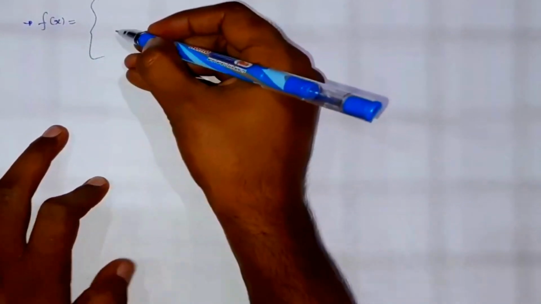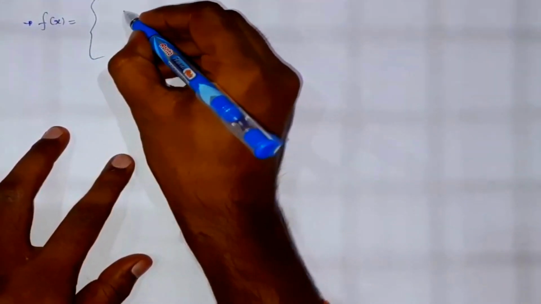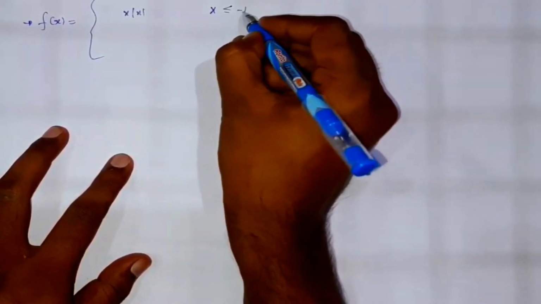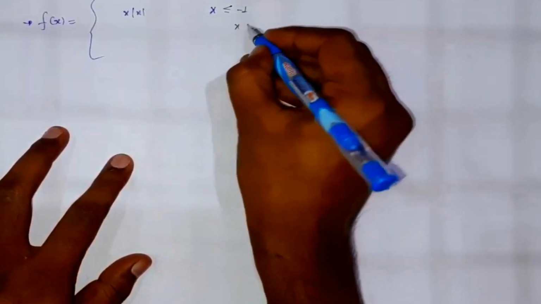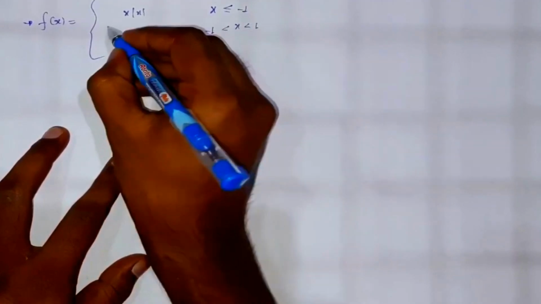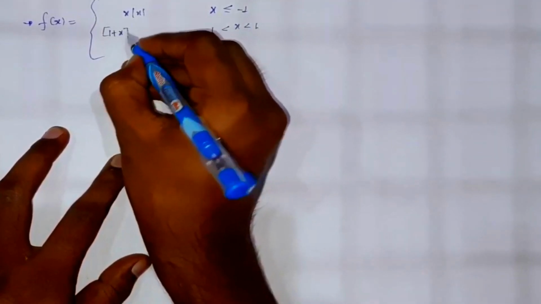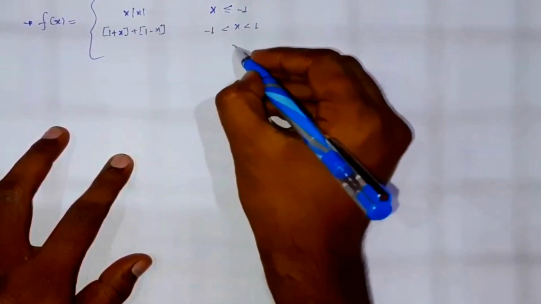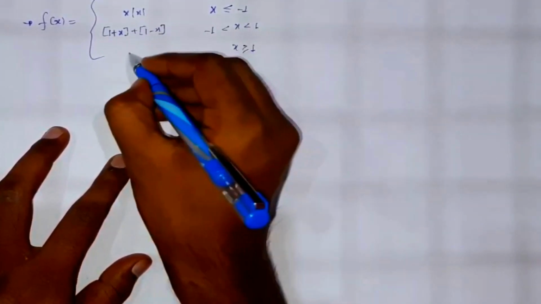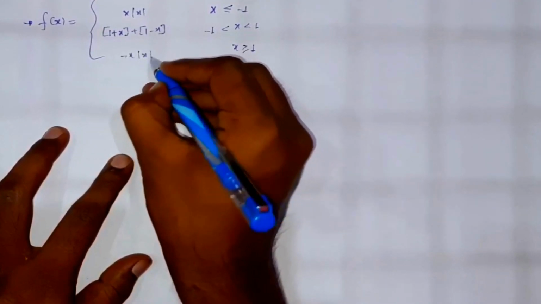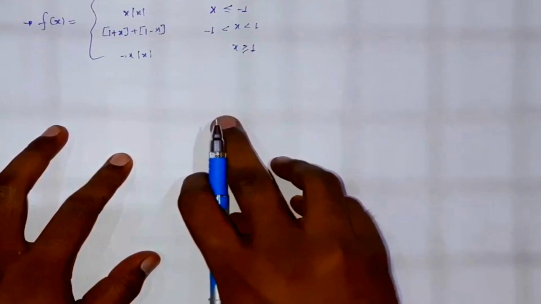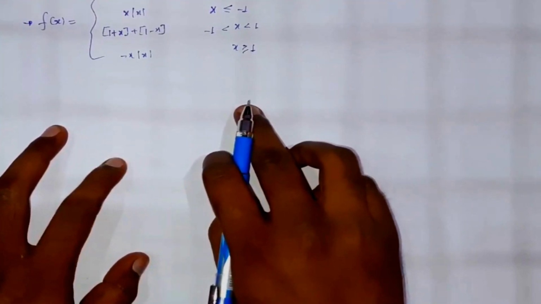This is like x mod of x for x lesser or equals to minus 1, for x less than 1 and greater than minus 1, integral part of 1 plus x plus integral part of 1 minus x. Okay, so here for x greater than or equals to 1, it is x mod of x. Okay, so this is the function. So we need to find whether it is an even function or an odd function.